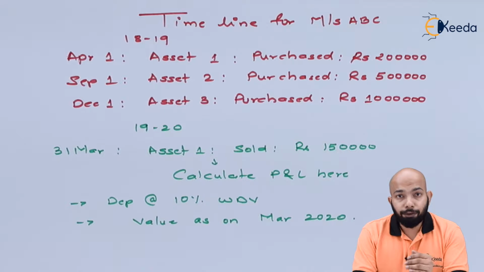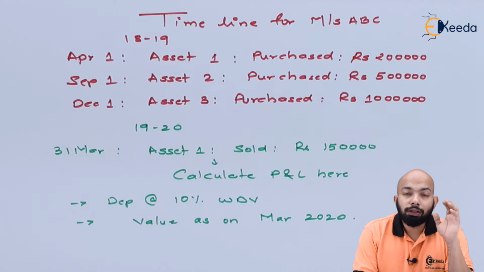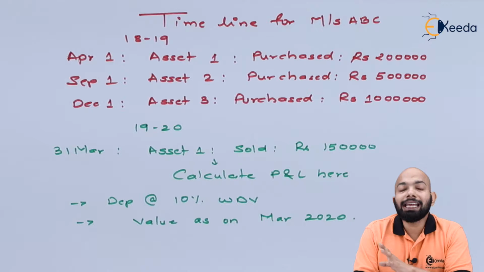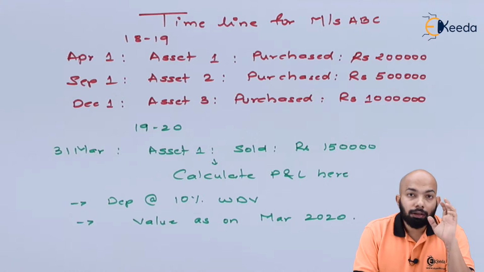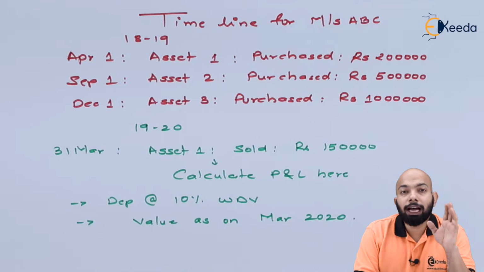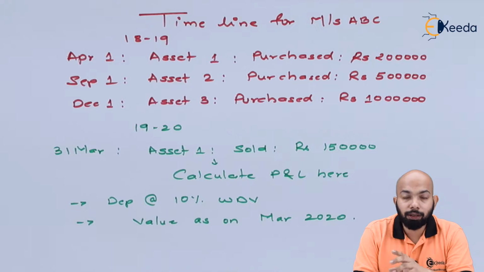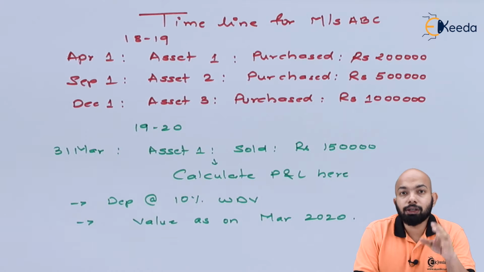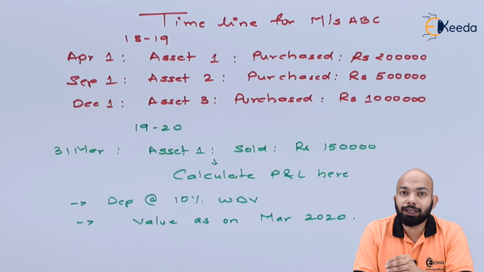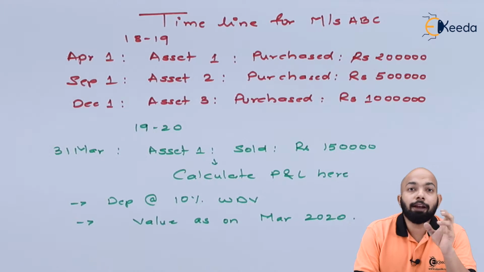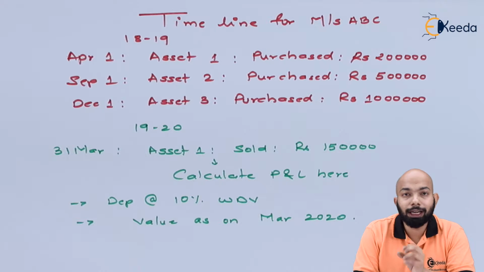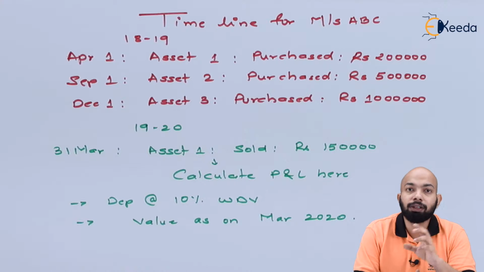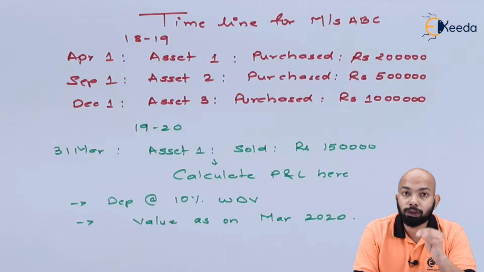So at the end of the first year, you will just mention the depreciation for the first year of all three assets, considering the tenure. That means the 1st April transaction will have 12 months of depreciation. For the September 1st transaction, you will have depreciation from September till March 2019, and for the December transaction, from December till March. That means assets will be depreciated as per the tenure for which they have been held. This is for the first year.